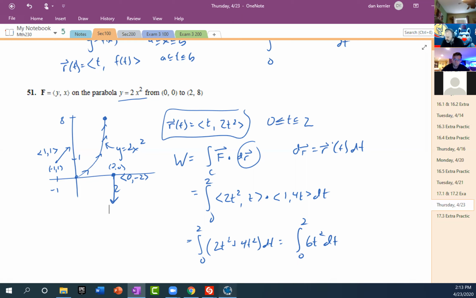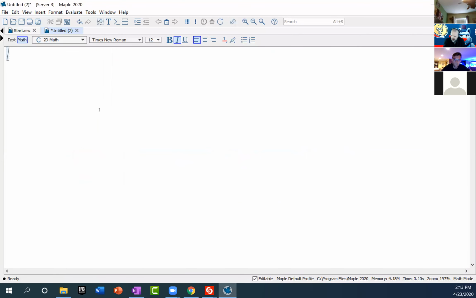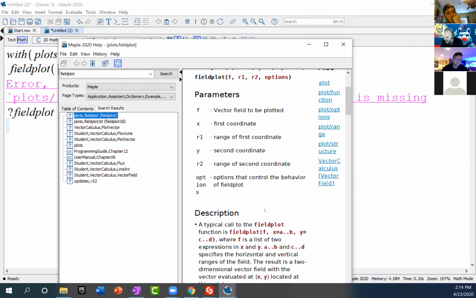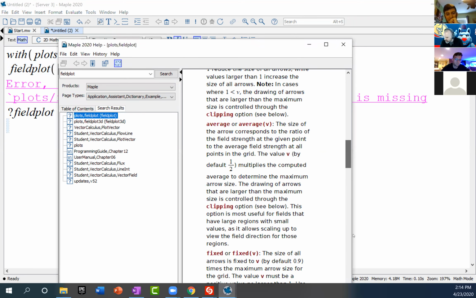Let me show you what this looks like here with plots, and then it was field plot, I believe. Oh shoot, what do these look like? I can't remember. I feel like it's brackets, y, x. Nope. Hold on. I need to cheat and get the help file for field plot. All I do is scroll down to the bottom, look at an example, and then I'll just copy it.